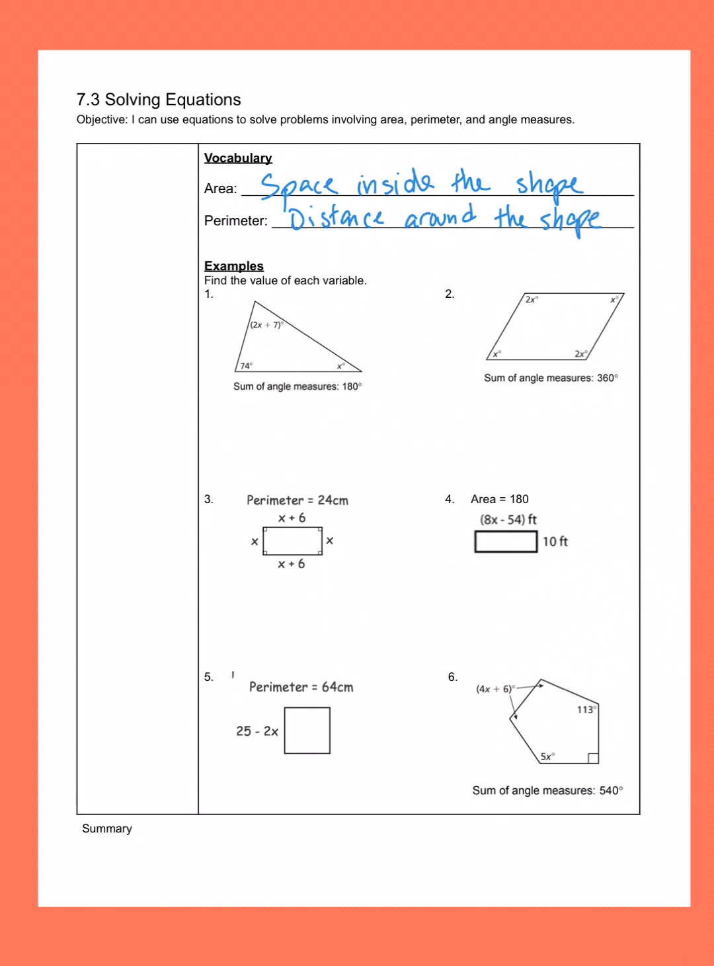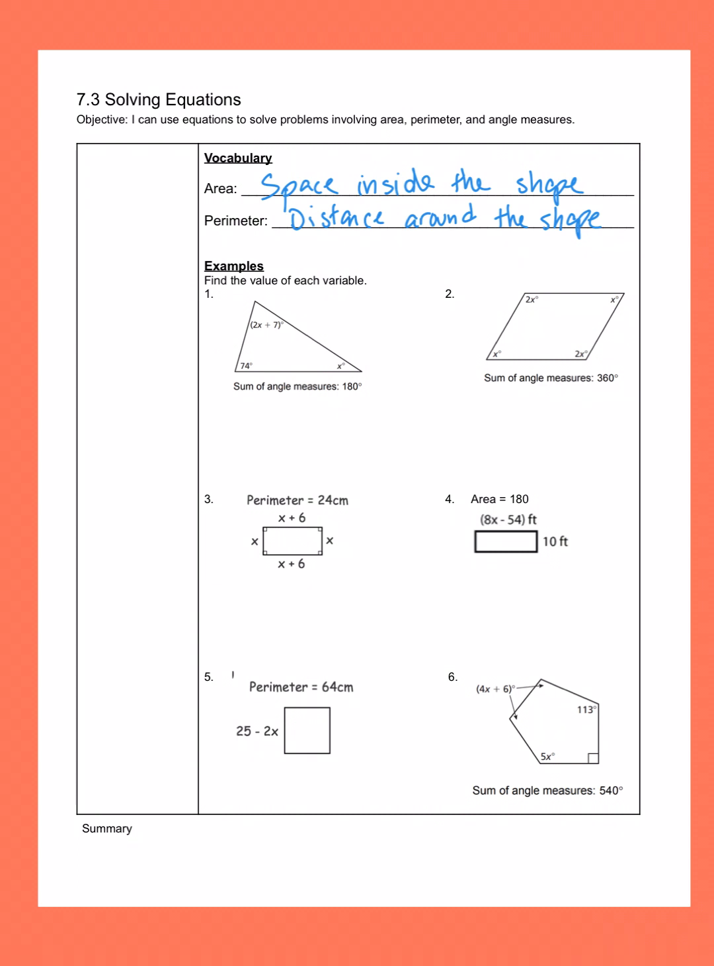And you don't have to write this part down, but just for an example, or if you need a visual, if we're looking at this triangle number 1, the area would be everything inside here. That would be the area. But if we were looking for perimeter, that would be the distance all the way around. So that's the difference between those two things. So we're going to use that a little bit here.